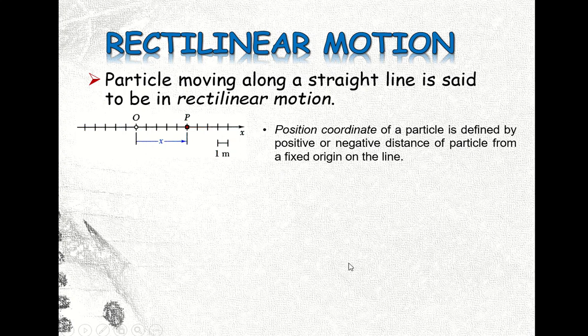So this is the concept, class. The position coordinate of a particle is defined by the positive or negative distance of the particle from a fixed origin on the line. If the particle moves to the right of the origin, the position is positive; going to the left, it is negative. So we refer to a fixed point, which we call the origin.